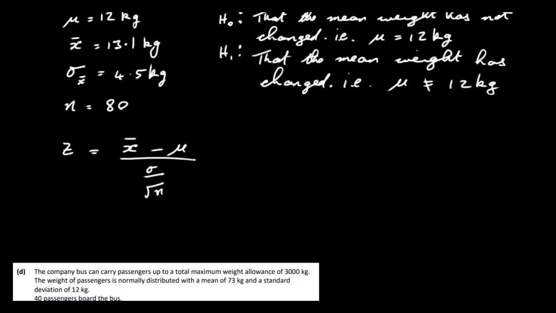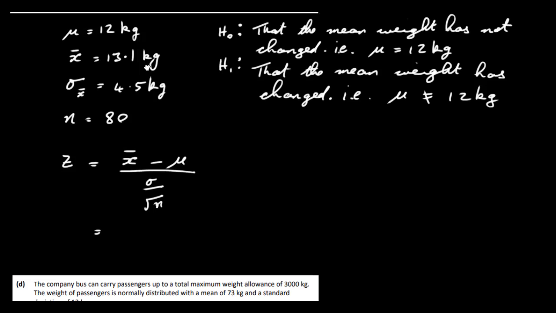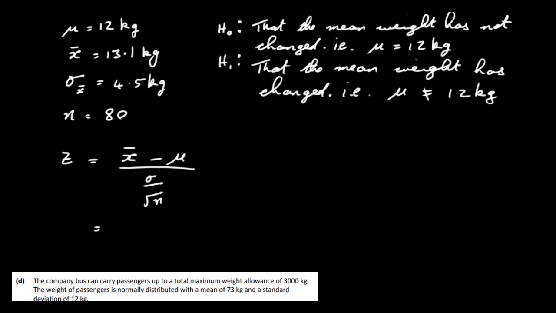So we have our x bar, which is 13.1. So we've got 13.1 minus our mean, which was 12. We've got to divide that by our standard error here, which is sigma, which is 4.5, divided by the square root of 80. Now, when you work all of that out, you get 2.186. Now, that's our test statistic.